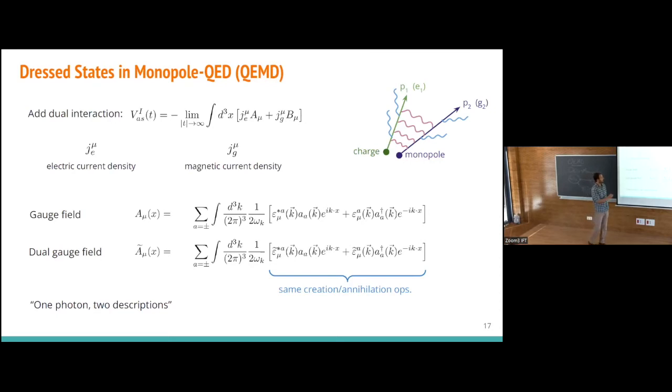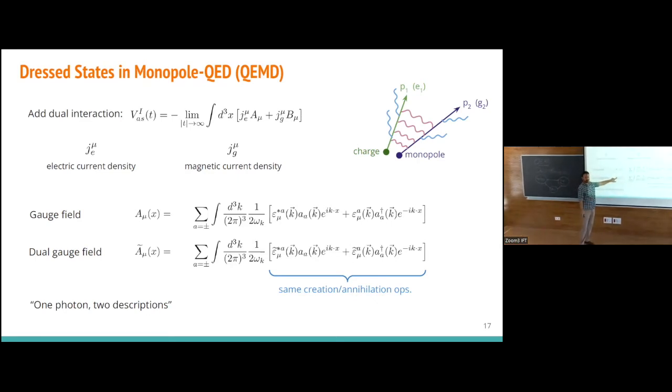And now we want to do it for charges and monopoles. So what I do is I essentially just dualize. Instead of just having the electric current density coupled to a photon, I also have the magnetic current density coupled to a dual photon. So this A tilde should be a B. That's just a typo, but morally speaking, this is what this B is.